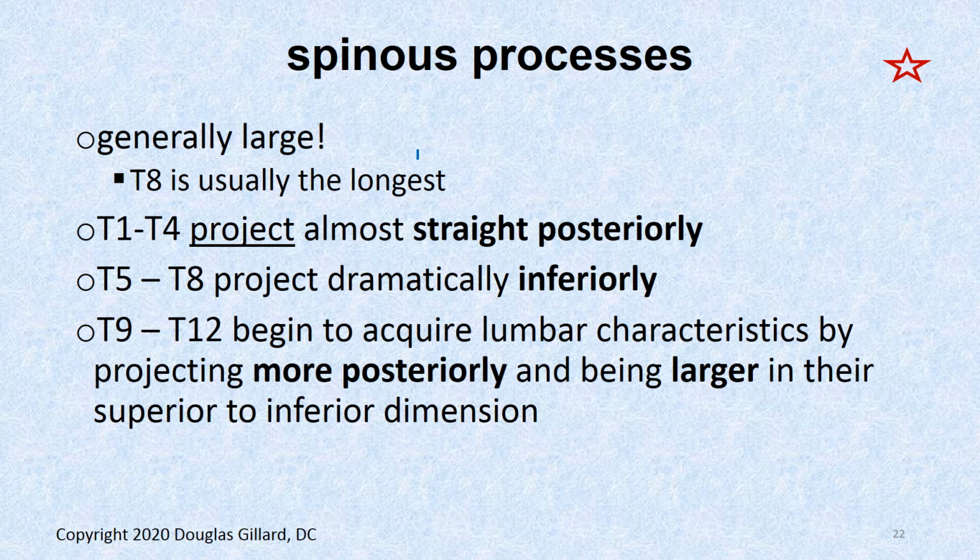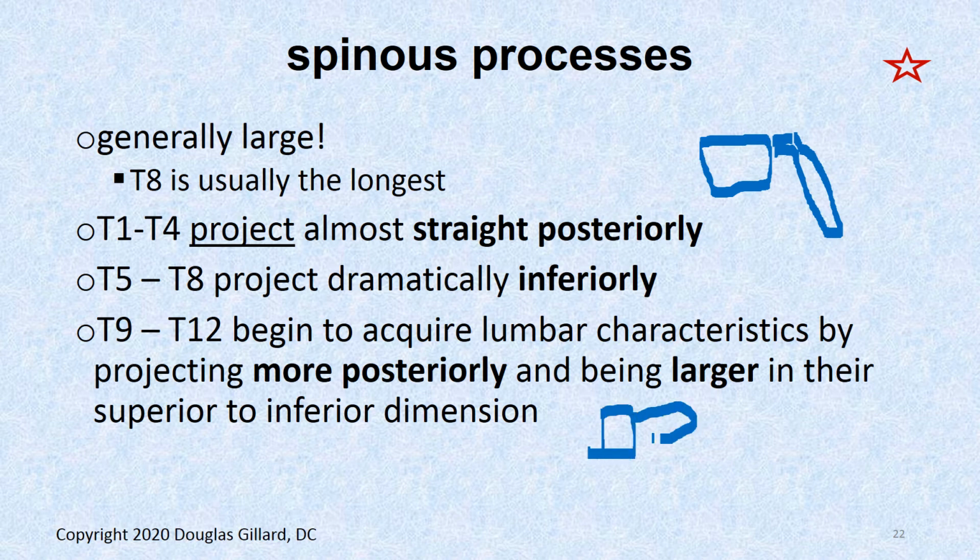The spinous process is generally large. T8 is usually the longest. T1 through 4 project just like cervical, straight back. But 5, 6, 7, 8, they're the ones that really have that inferior slope to them. Right? Pedicle, lamina, and spinous process would come down like that. And then once we get to 9, 10, 11, 12, they start to get thicker and fatter, and then they start to project more posteriorly. Right? More like that.